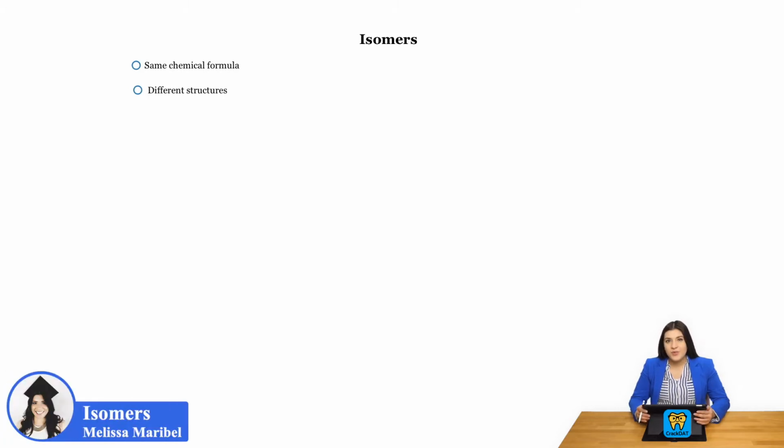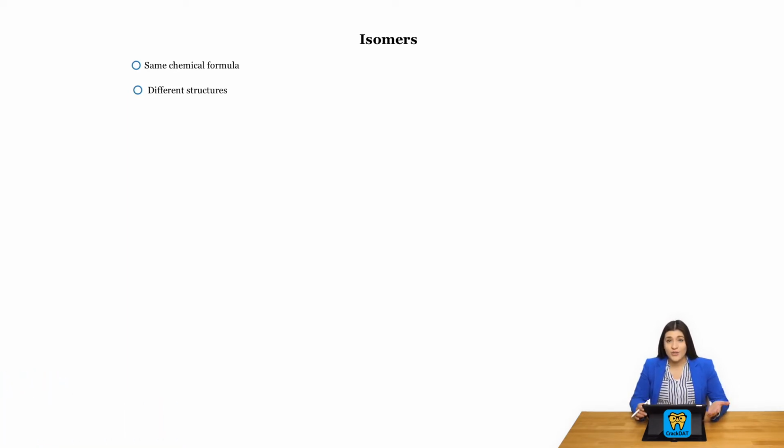When we're looking at isomers, there are several different types that we will go over. The first one that we're going to focus on is known as a structural isomer, also referred to as a constitutional isomer. Now, here's the thing with isomers. What you will notice is that everything has the same exact chemical formula.